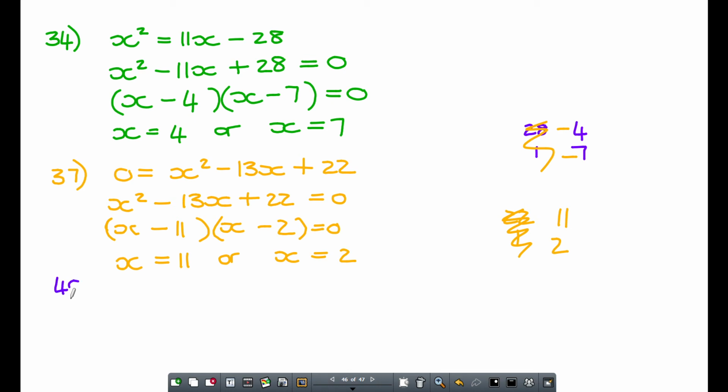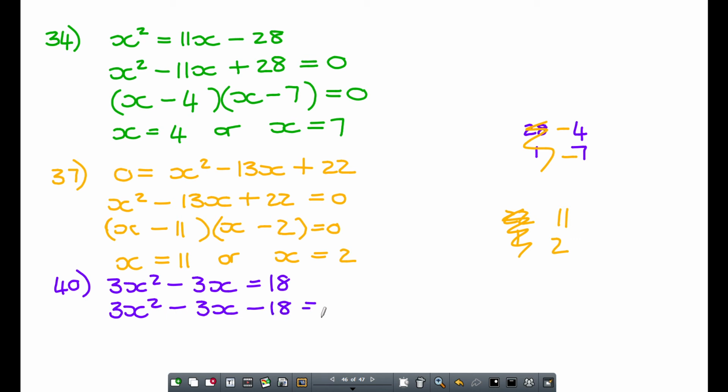Okay, 40. 3x squared minus 3x equal to 18. So step 1, we take everything to the left. So now I've got that minus 18 equal to 0. Now, that coefficient of the x squared, we don't want that. So what's going to be our next step? Take out a common factor of 3. Then you're supposed to have x squared minus x, or 1x, minus 6 is equal to 0.